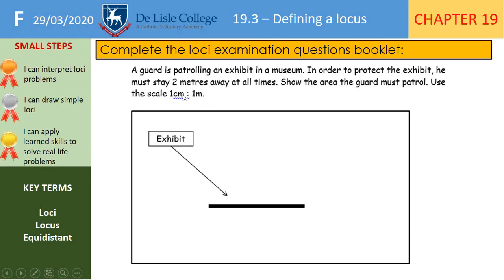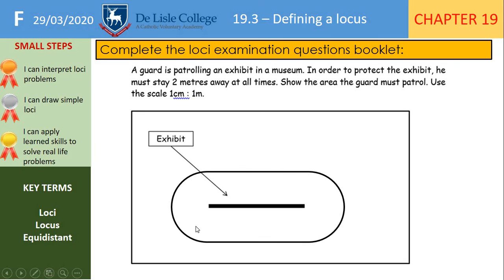And now what we're going to do is use the scale of 1 centimeter to 1 meter to represent our locus around this. So we know that he must stay 2 meters away at all times. We're going to need to draw a 2 centimeter locus around this line. So a parallel line on the top, a parallel line underneath, and then 2 semicircles at either end.